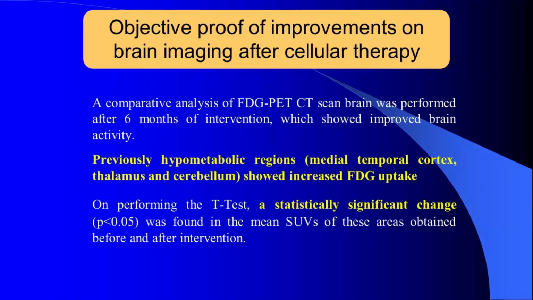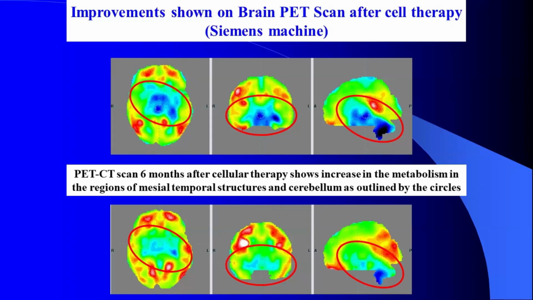Now, what was the objective proof? Because one is clinical improvement. So in our study, we actually showed objective improvement. So above, this is a PET CT scan where the blue areas are the hypometabolic areas, the areas that are functioning less than normal. So you can see above all the blue. Now this is done on a Siemens machine. Below, you see 6 months later, and you can see the hypometabolic areas are gone.